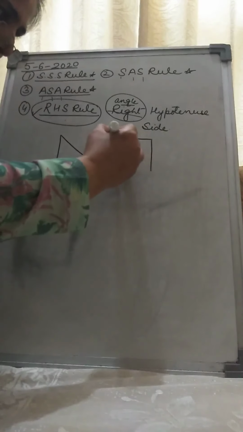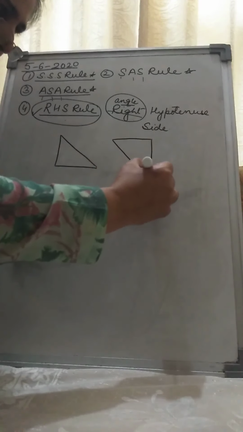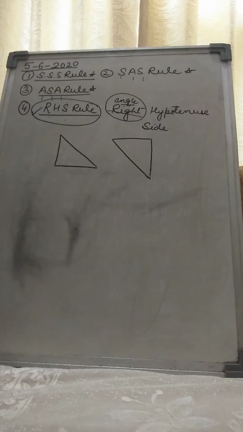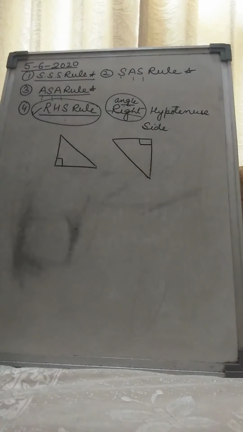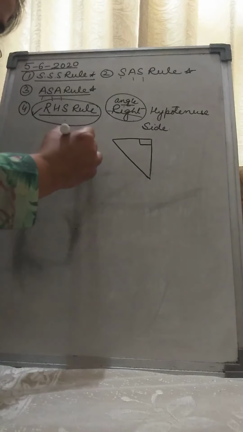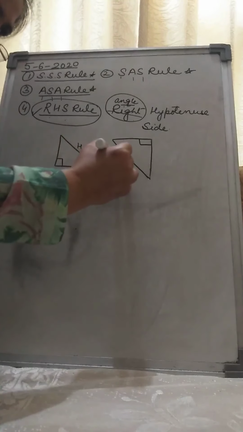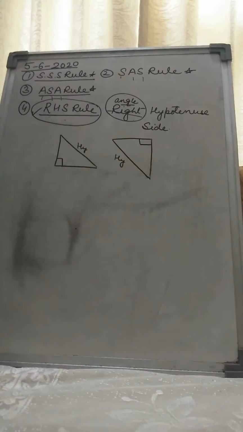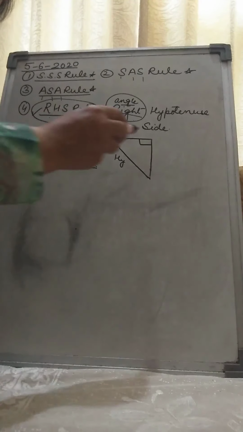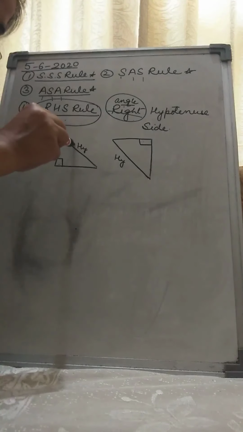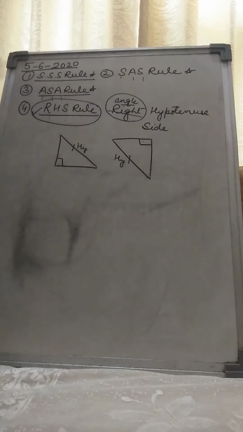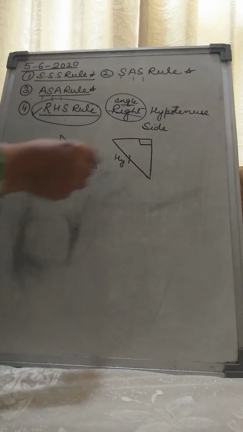Suppose I draw, you might come across such type of comparison. This angle is 90 degree, this angle is also 90 degree. So the opposite side to 90 degree is hypotenuse. This you already know. So right angle means one angle in both the triangles is 90 degree. This side means hypotenuse has to be equal, and any of these two sides.